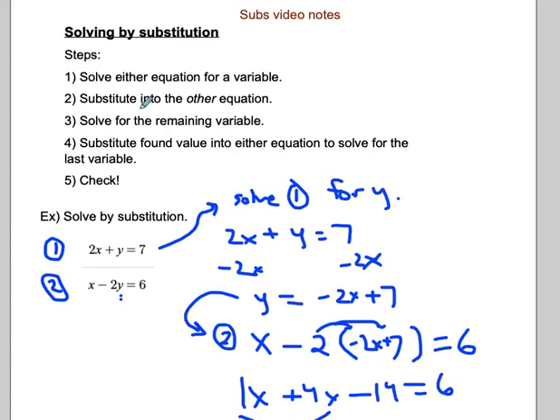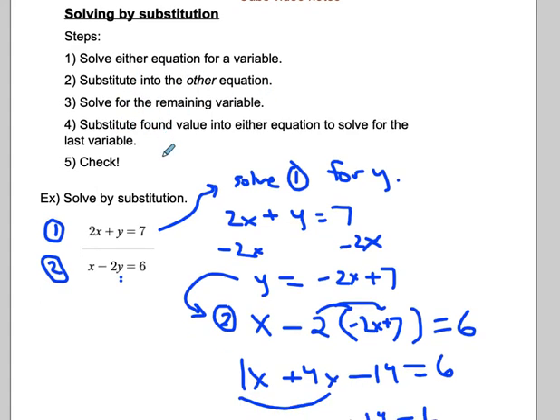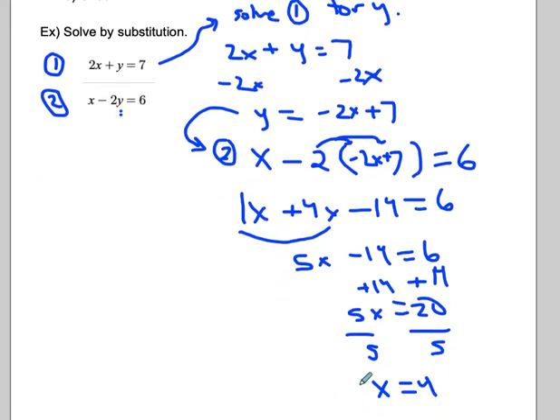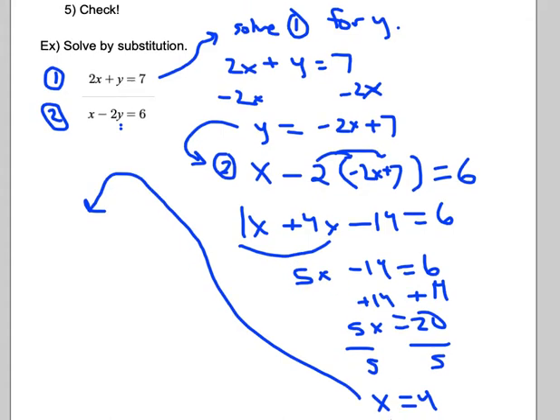So now that I've got one of my variables solved, I'm going to plug that into the other equation. It doesn't matter which, because we're finding a point that should work for both of them. If I've got an x, I'm going to look for the one that has the y. So this one would be easier to solve for y. I'm going to plug that into equation 1. So I've got 2x, but instead of an x, it's really a 4, plus y equals 7. 2 times 4 is 8.